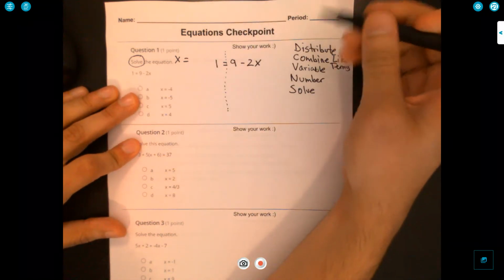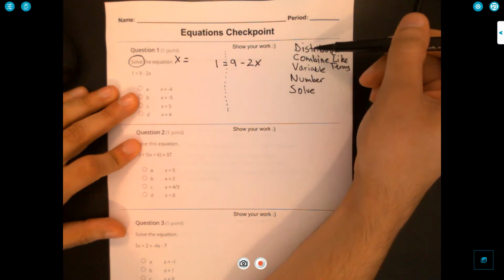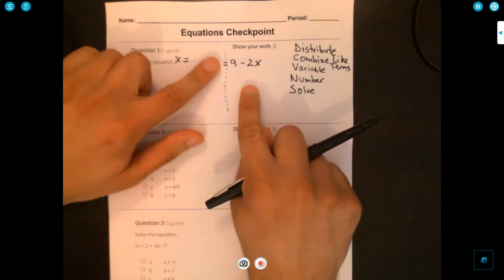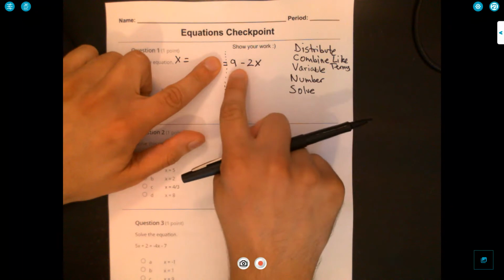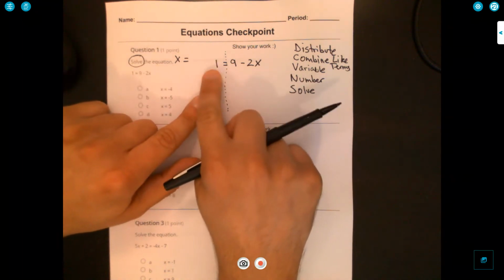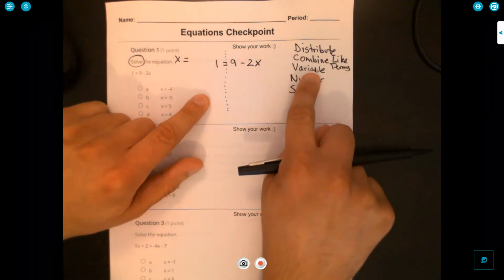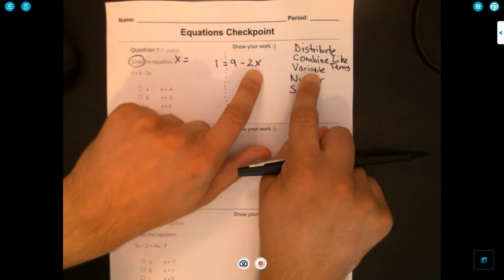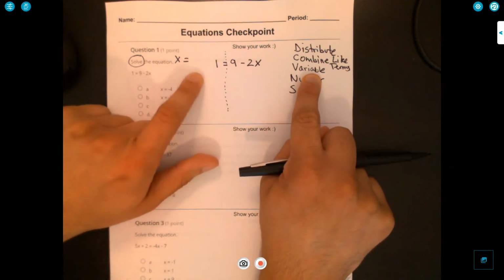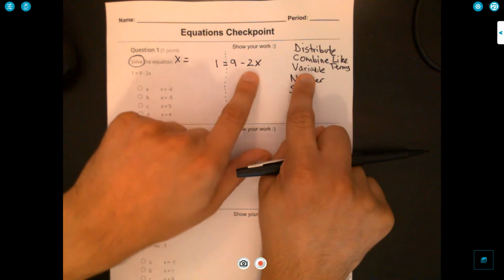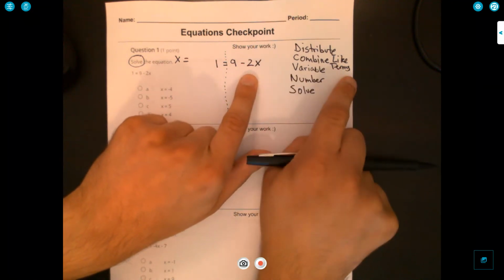All right, so distribute. We don't have any parentheses, so we don't need to distribute. Combine like terms: we're just looking at one side, we can't combine any of these, can't combine anything over here, so we skip to the variable. Now we already have a variable on this side, but no variable on this side of the equal sign. So having the variable on one side is our goal, so we can skip that part.